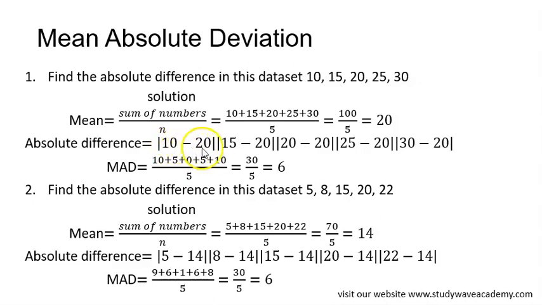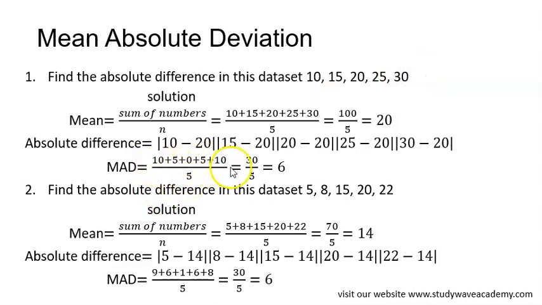So here, 10 minus 20, which will give us negative 10, we have as positive because of the absolute difference. So we have 10 here. 15 minus 20, which is going to give us minus 5, because of the absolute difference, we have 5. 20 minus 20 is 0. 25 minus 20 is 5. 30 minus 20 is 10, over the amount of numbers, which is 5. We have 5 data points here.